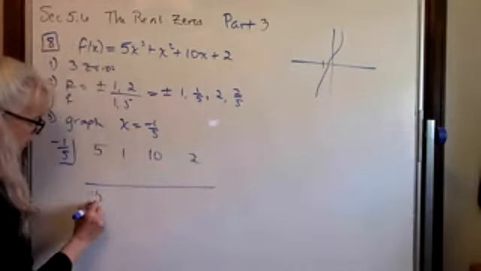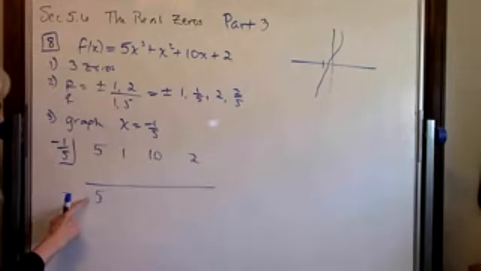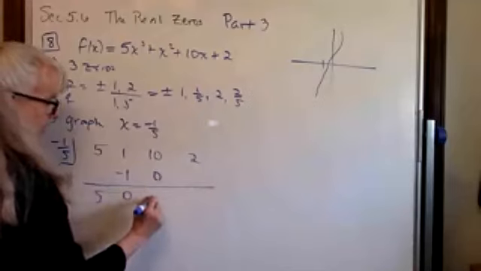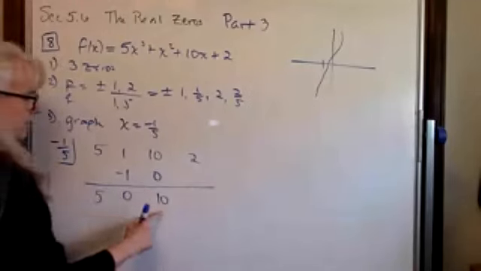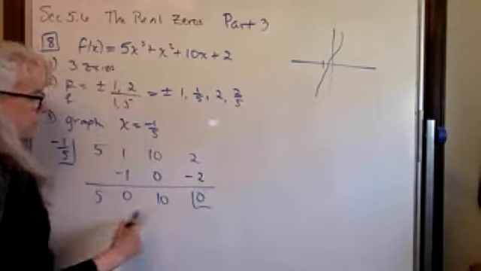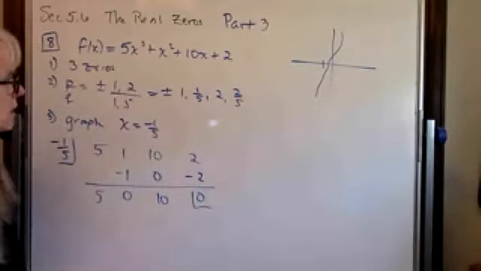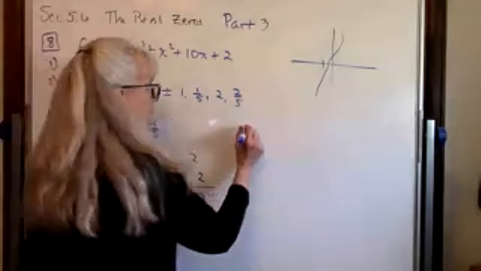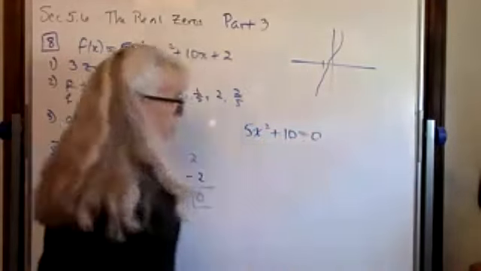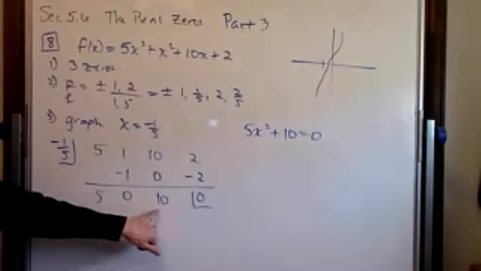We're going to pull down the 5. -1/5 times 5 is -1. Adding gives me 0. Multiplying is 0. Adding is 10. And -1/5 of 10 is -2. Adding gives me 0. So again, there's our proof that we've got a zero. What's left down here is 5 with an x squared, no x, but a 10. So 5x squared plus 10.